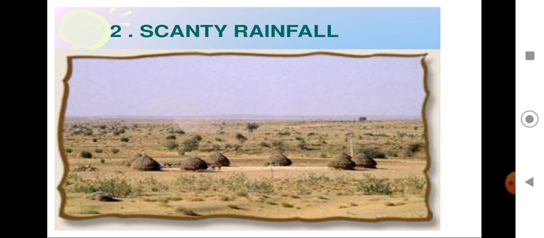Second important reason for depletion of the water table is scanty rainfall, very, very little rainfall. When there is no rainfall, the water will not seep, meaning it will not go inside the ground, and the water table will not get filled.